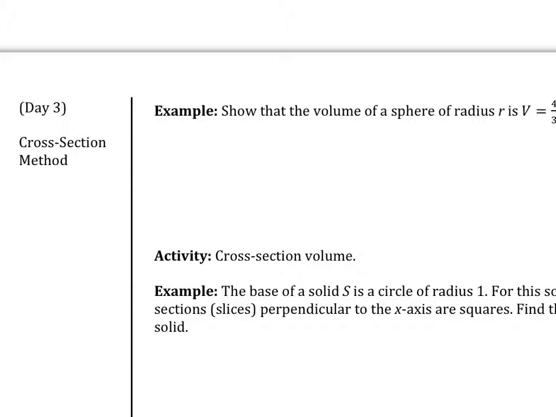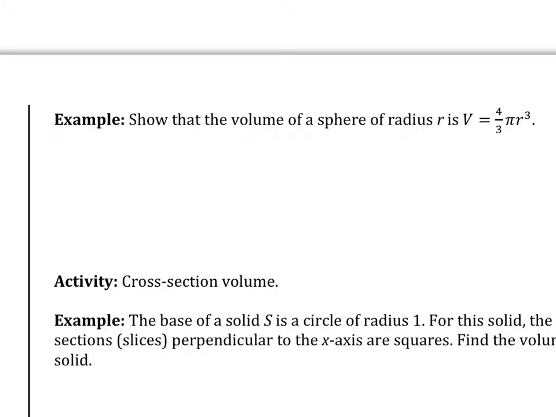Okay, so we are calculating the volume using the method that you just created. We are going to use cross-sections, so this is called the cross-section method. We learned three methods. One is the disk, the second one is the washer with a ring, and the third one is this cross-section one. All right.